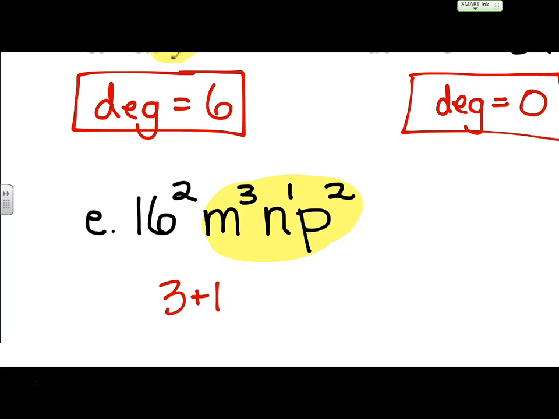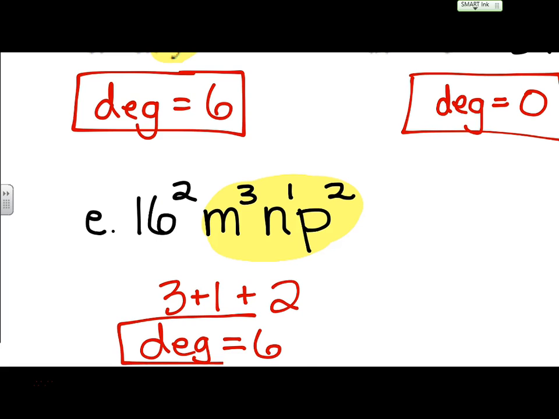3 plus 1 plus 2. Listen. 16 is not a variable. Singular. 16 is not a variable. I was just trying to trick you. You only look at the variables. I tried to trick you with n to the first power as well.